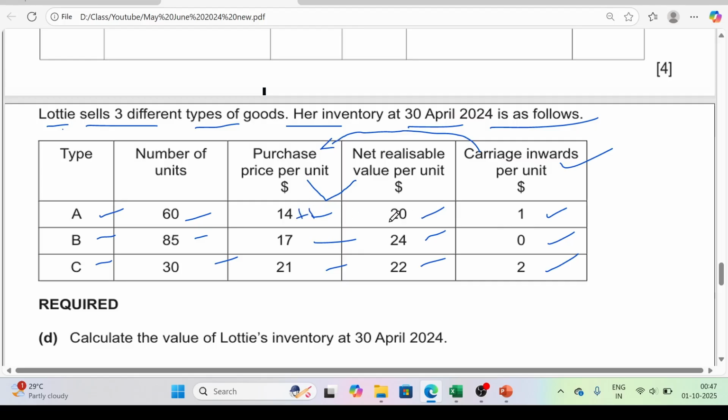Then we have to find which is the lowest one and take that. So here 15 is there, here 20 is there. So 15 is the lowest one. Then multiply with the number of units, 60. Then you will get the answer.